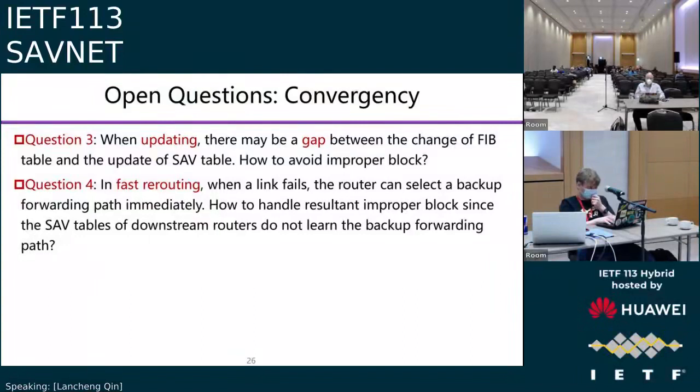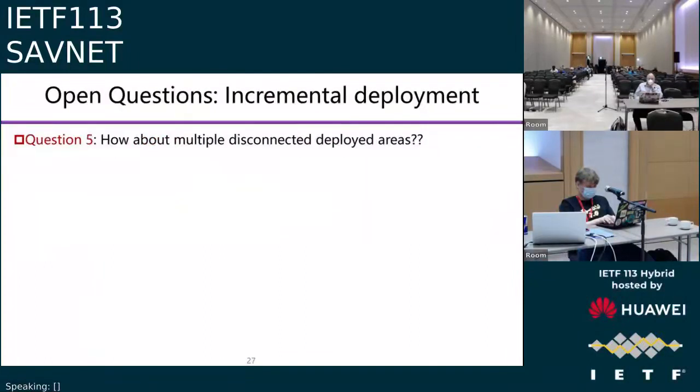In fast rerouting, when a link fails, the router can select a backup forwarding path immediately. How to handle the resultant improper block, since the SAV tables of downstream routers do not learn the backup forwarding path? For incremental deployment, how about multiple disconnected deployed areas?